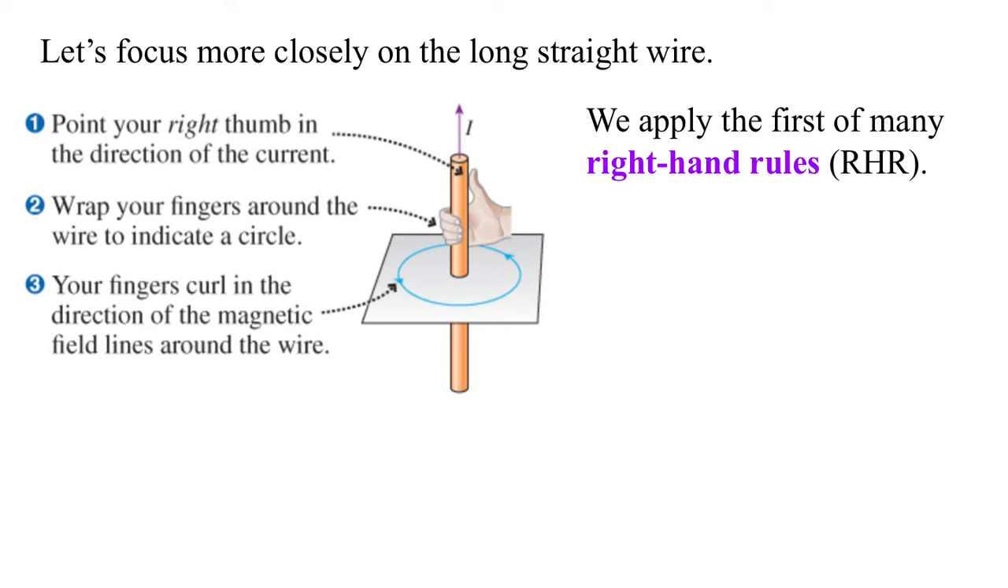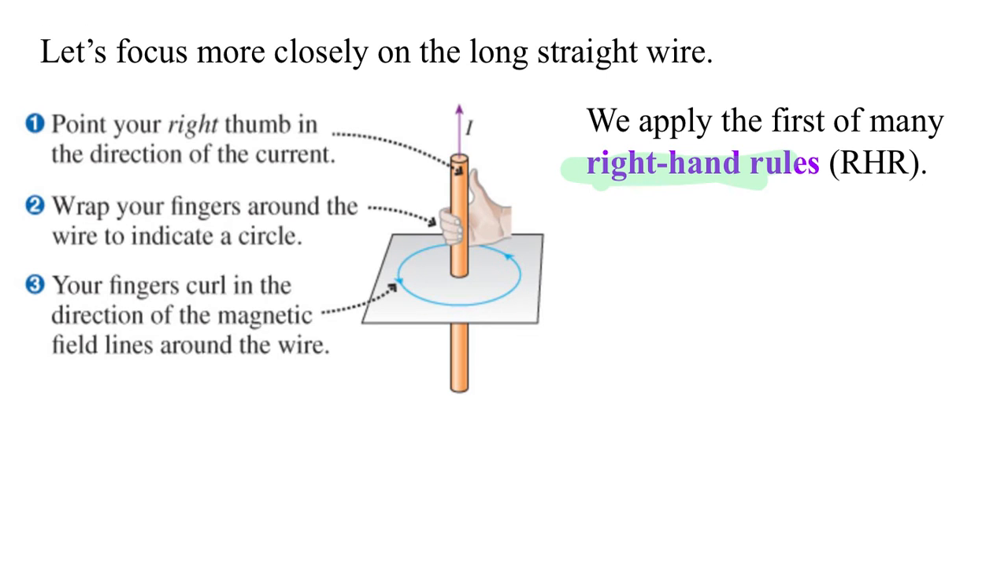Let's look a little more closely at the long straight wire. We can figure out where the magnetic field points by using one of the many infamous right-hand rules. Take your right hand and put your thumb along the direction the current flows. Then wrap your fingers around the wire to indicate a circle, and your fingers are curling in the direction of the B field around that wire.